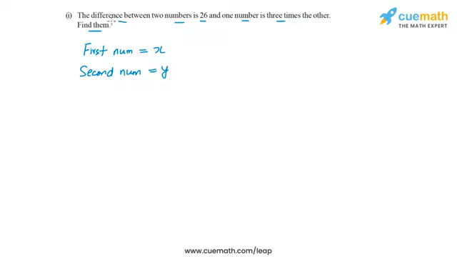Now the problem says that the difference between these two numbers is 26. So if we assume that the first number is larger than the second number, then the difference, x minus y, is equal to 26. Also, the statement says that one number is 3 times the other. So the larger number x is 3 times the smaller number y. Now we have a pair of linear equations in x and y, and all we need to do is solve this pair using substitution and find the values of x and y.